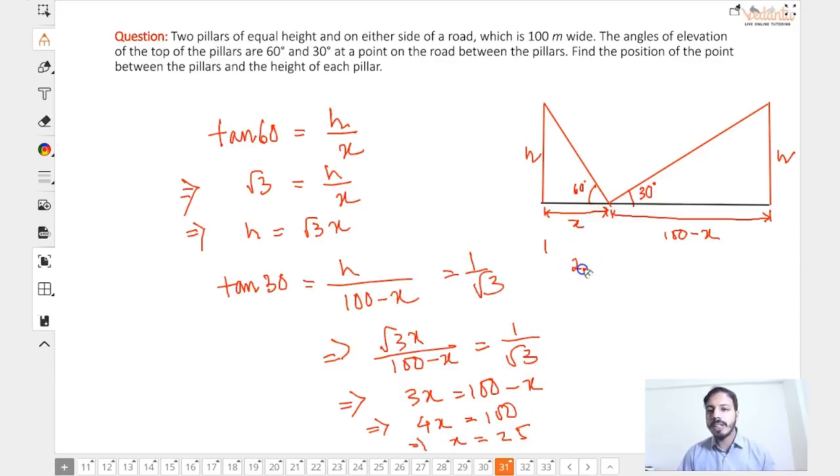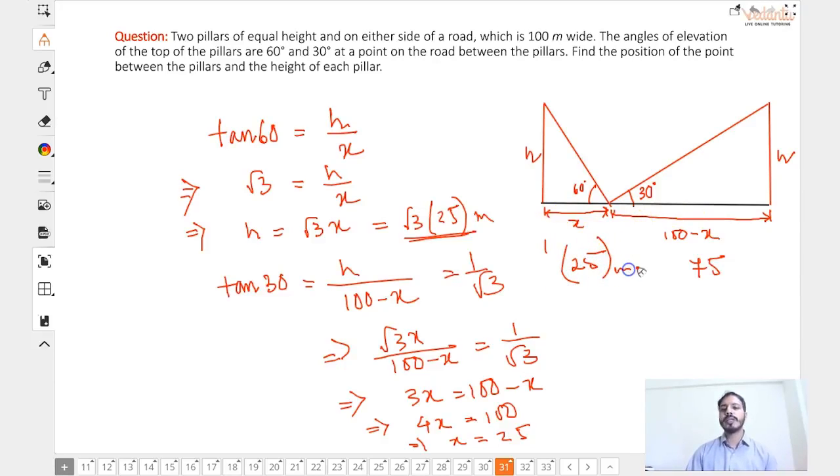So that means this is 25 and this is 75, right? Now if x is 25, so h will be root 3 into 25. So this will be something like 43.3, I hope. Anyways, you can calculate this value. This will be this many meters, and x will be 25 meters and 75 meters from this side.